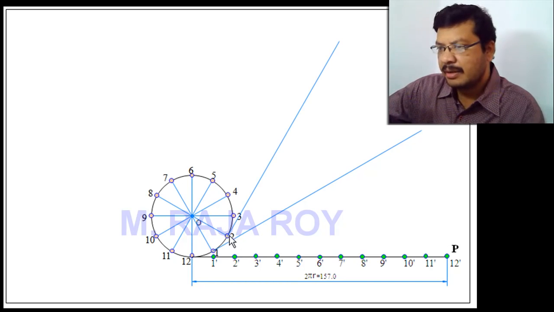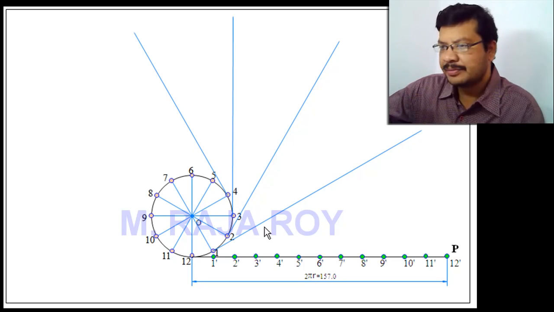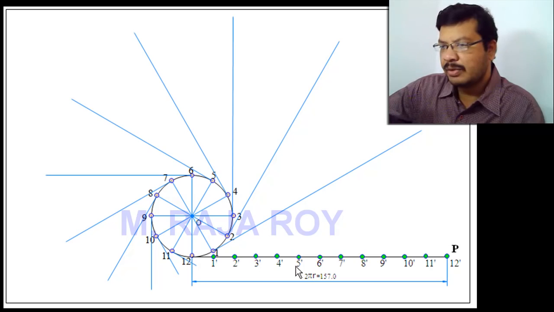That means you have to draw a perpendicular to this line O2. Then automatically that will become the tangent to the circle. In the same way, at point 3 also you draw the tangent, at point 4, and repeat the procedure up to point 11. Already at point 12, tangent is this line. Something like this, you draw the tangents at all the points on the circle. So at point 12 already tangent is there.